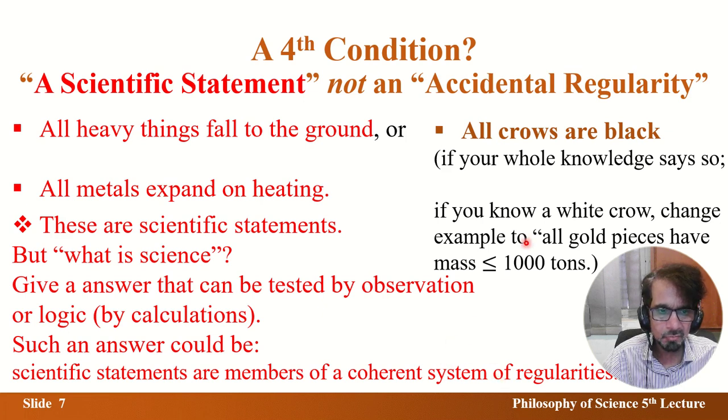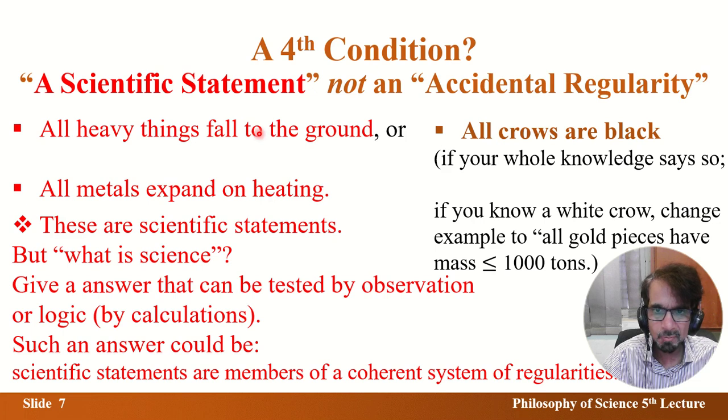That means an accidental regularity is an isolated statement. It is only about crows. For example, this statement is not valid about any other animal. If the crows are black, you can't get any idea what would be the color of other animals. But in the case of science, if all heavy things fall to the ground, that is a part of a system of statements resulting from the theory of gravitation. So it's a part of a set, namely the implications of the theory of gravitation.